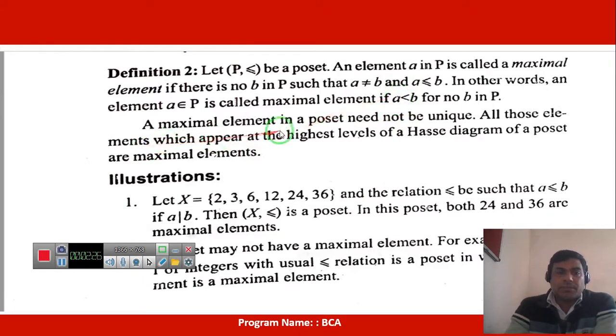So the maximal element in a partially ordered set need not be unique, वो एक से ज़्यादा हो सकते हैं. All those elements which appear in the highest level of the Hasse diagram of a partially ordered set are the maximal elements. जैसे हम कोई भी सेट रिप्रेजेंट करें और उसमें जो हाईएस्ट लेवल होगा, सबसे ऊपर वाला टॉप लेवल होगा, वो मैक्सिमल एलिमेंट होंगे और वो एक से ज़्यादा हो सकते हैं, may be possible.